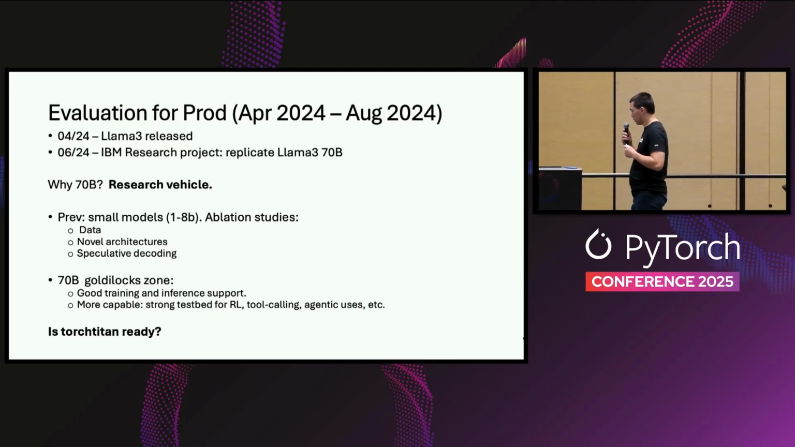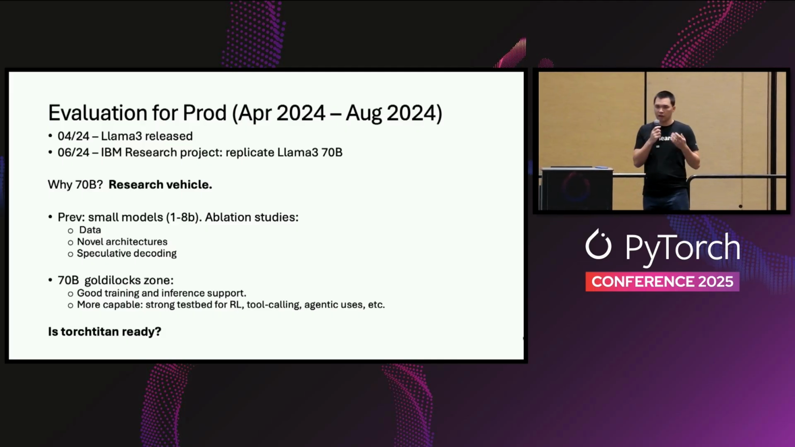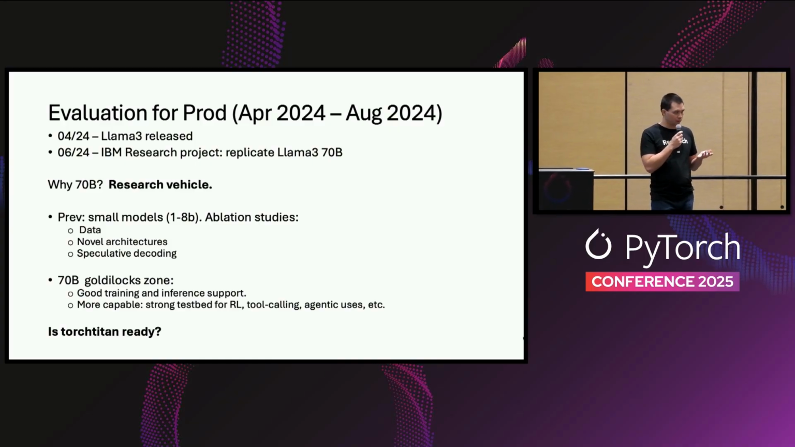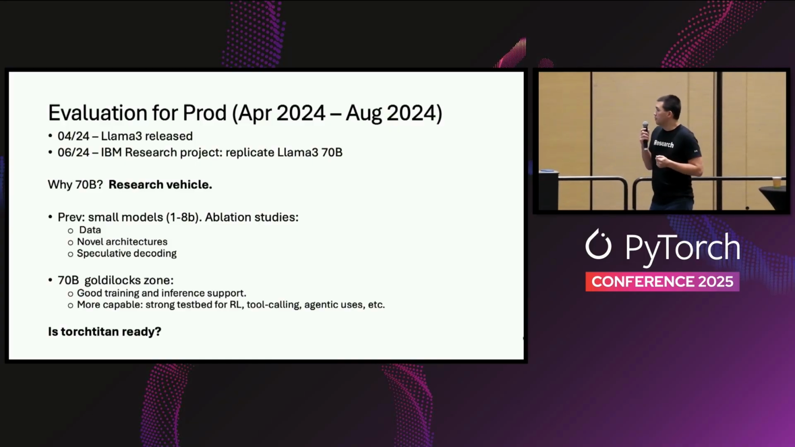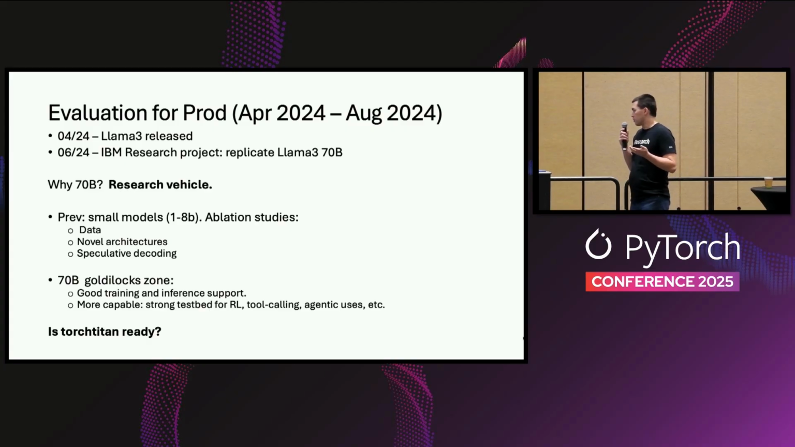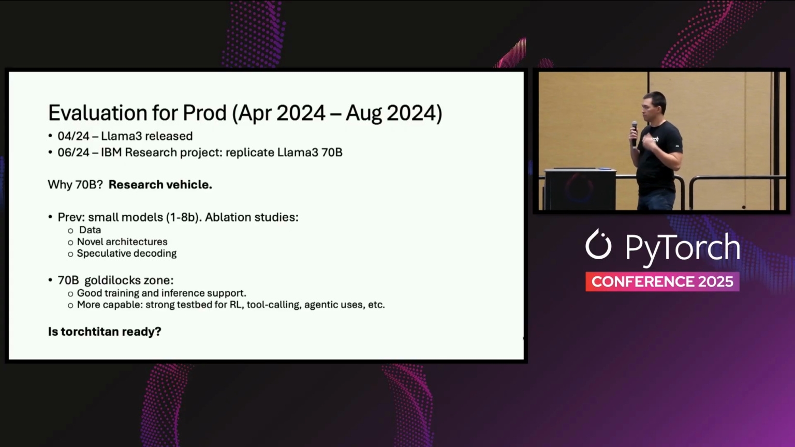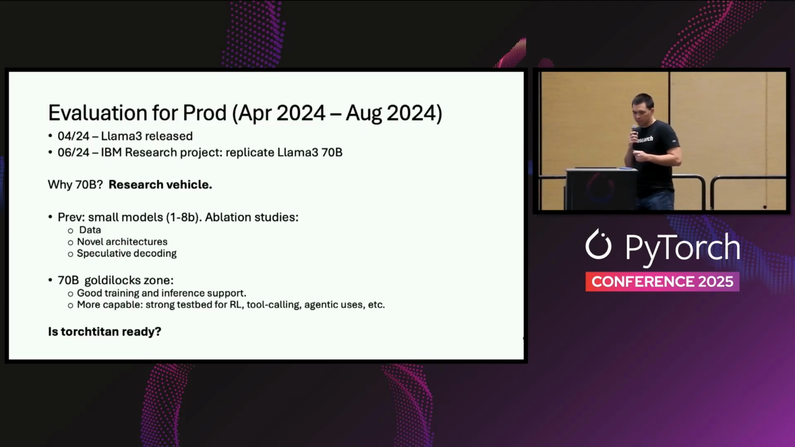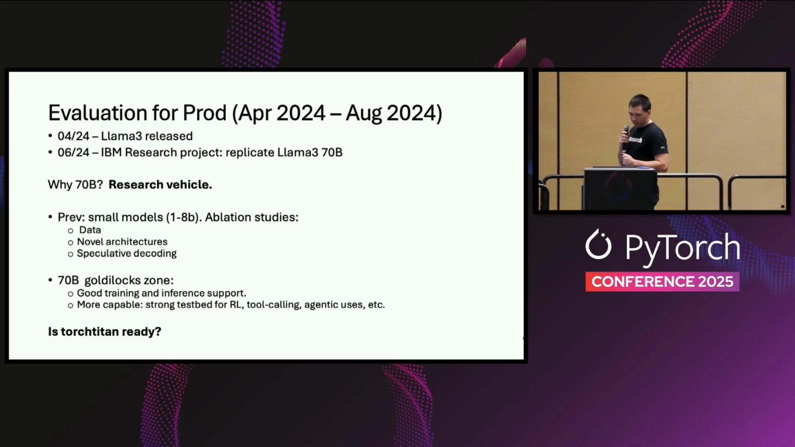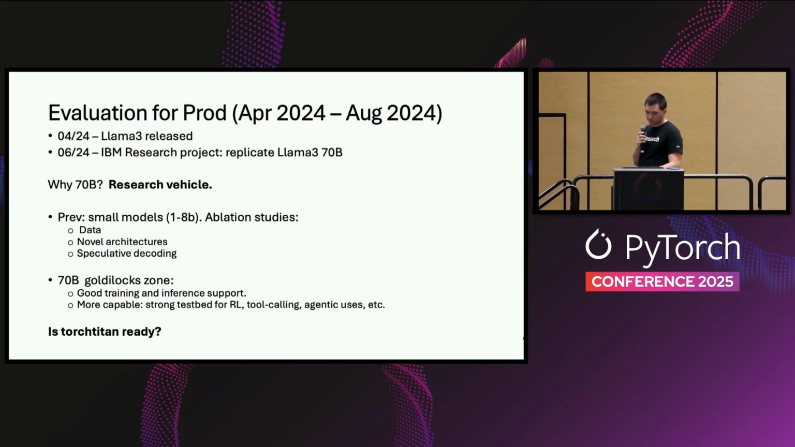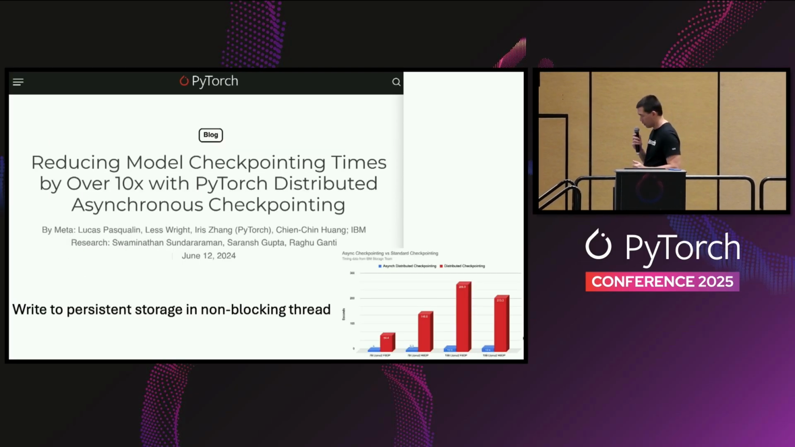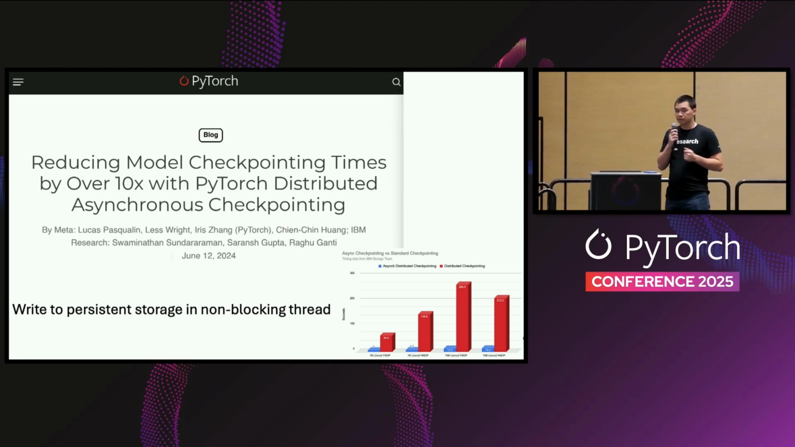Things we're already familiar with, we're good enough. There's strong inference support, all the support that LLaMA models have. And it's just more capable, of course. So it's a strong test bed for more advanced workflows like RL, tool calling, agentic uses, that kind of thing. But it was still not maybe obvious at the time whether TorchTitan was fully ready. And so our collaboration with the PyTorch team continued.